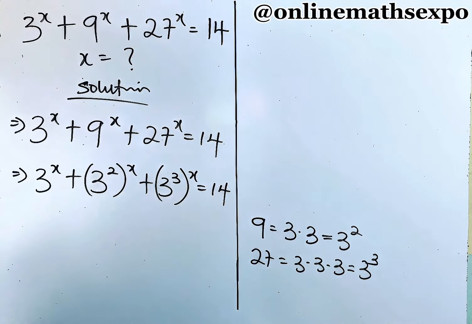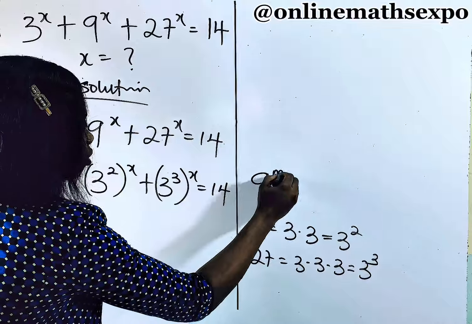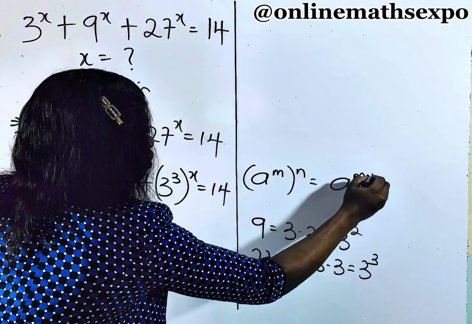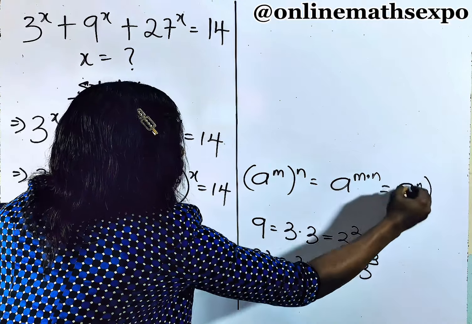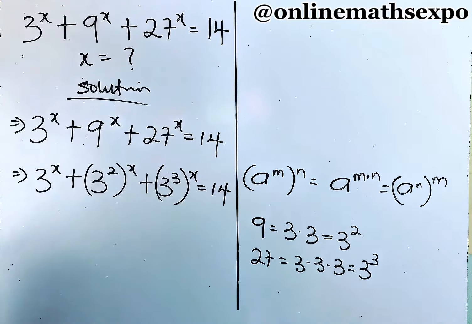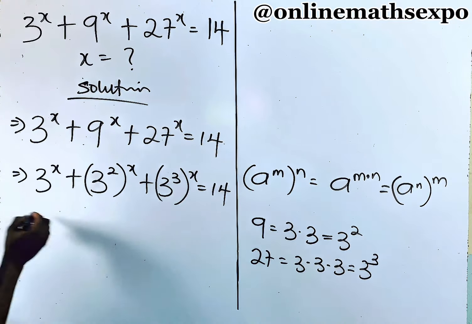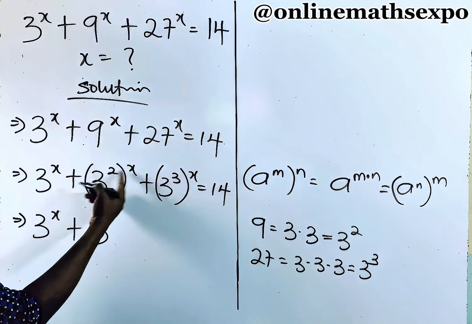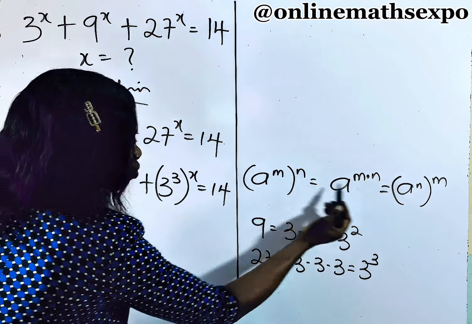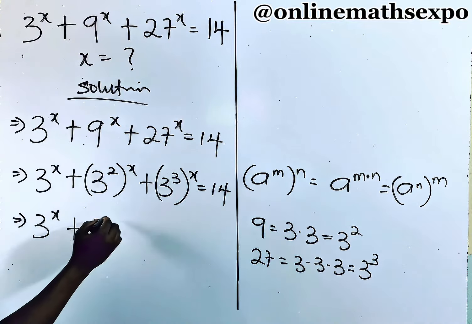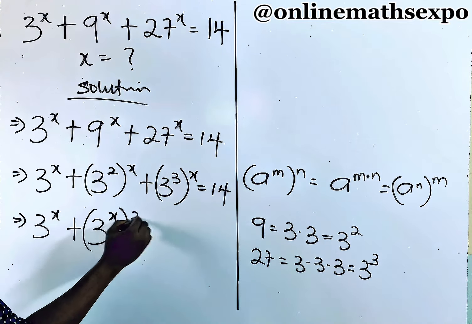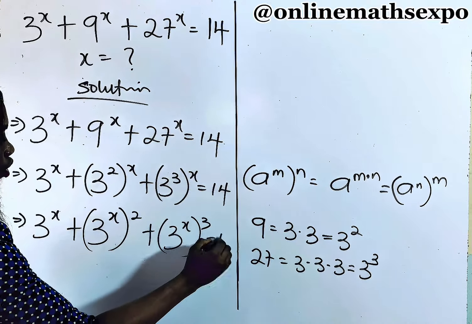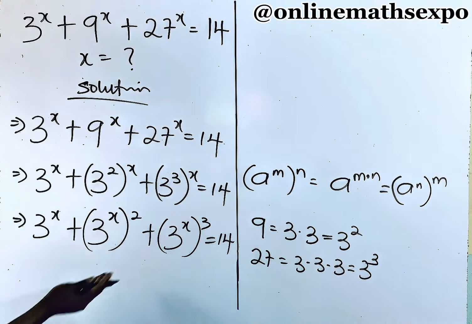Now, at this point, just remember, for every a to the power of m raised to power n is a to the power of m multiplied by n, which is a to the power of n raised to power of m. Now, we are going to apply it here. We have 3 to the power of x plus 3 to the power, switch the power. Watch, these powers were switched. So we have 3 to the power of x raised to power 2, 3 to the power of x cubed is equal to 14.